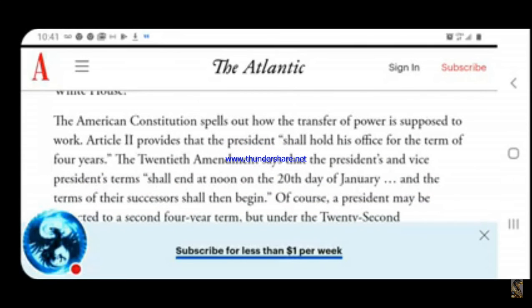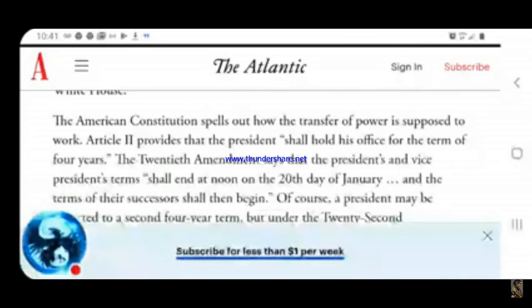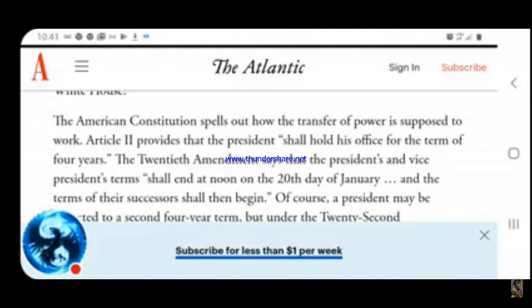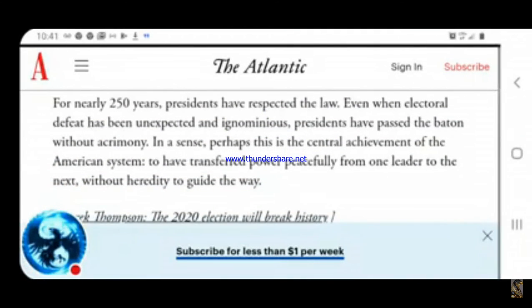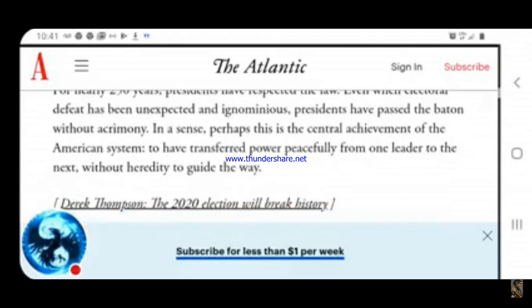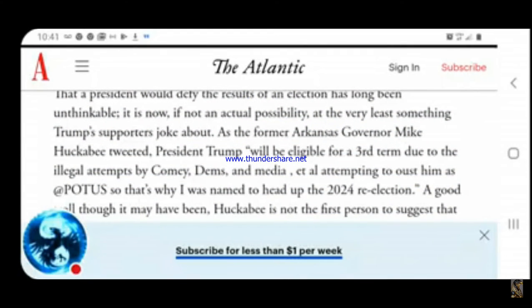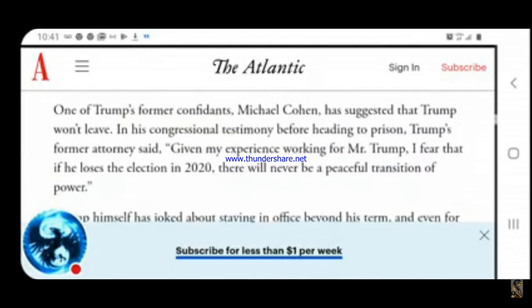The American Constitution spells out how the transfer of power is supposed to work. Article 2 provides that the president, and the 20th Amendment says that the president and vice president terms shall end at noon on the 20th of January. Blah, blah, blah. 250 years, presidents have respected this law. Of course, Trump has basically said that he is not going to.